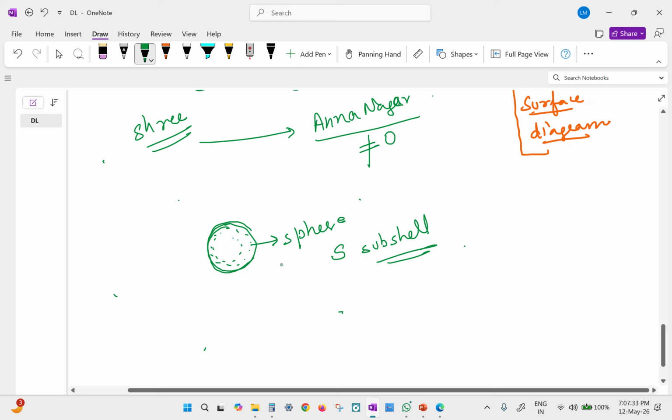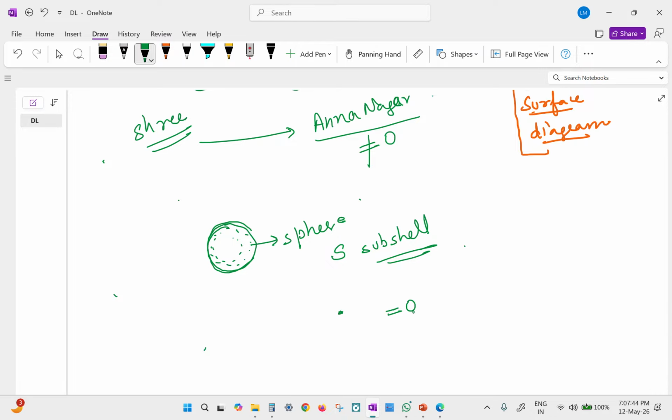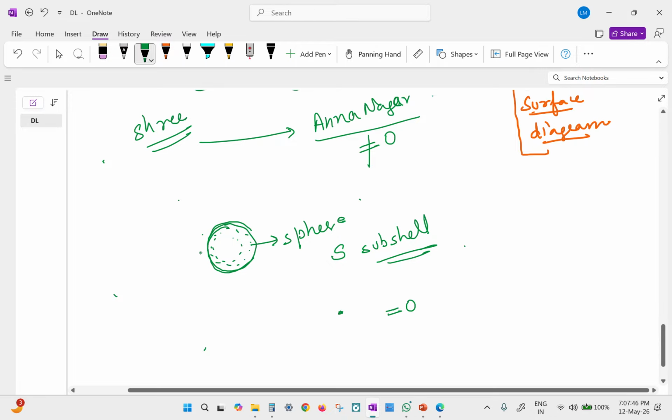What is the probability of Shri being found at Delhi? You can't say it is equal to zero. You will say it is very less. You can't say it is exactly zero. Got it? So yes, ma'am, you were asking, can there be some points outside?